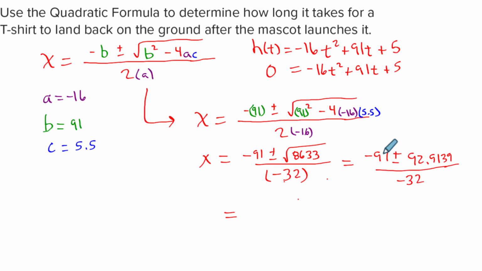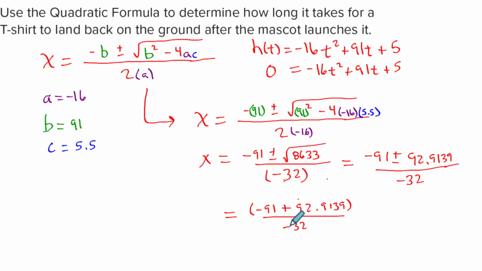And now we're going to make sure, I'm going to write it out and then we'll do it in the calculator. We want to make sure we do the whole numerator, right? So negative 91 plus 92.9139, right? That's the first, that's the top part, the adding part. We're going to divide by negative 32.